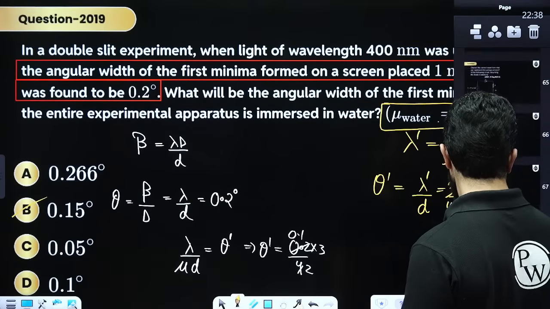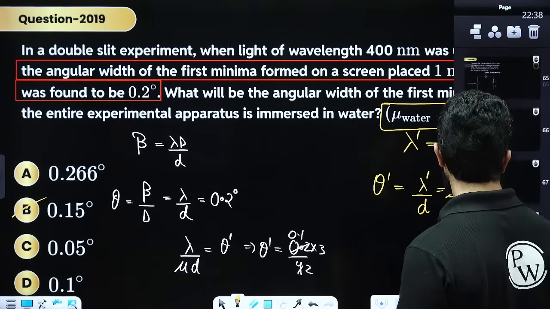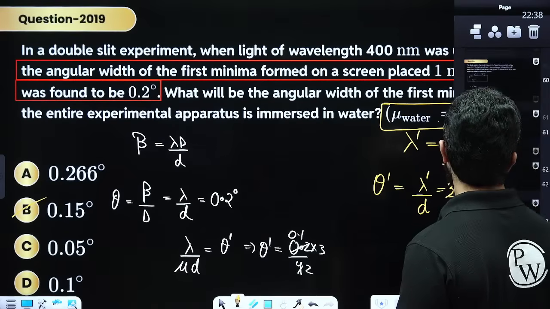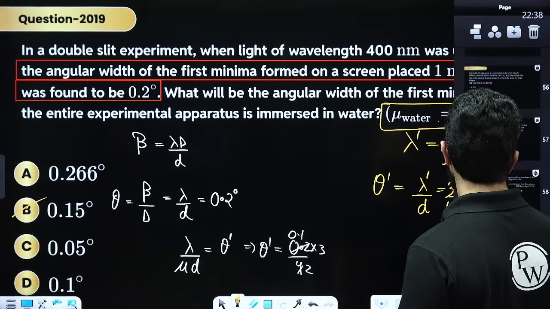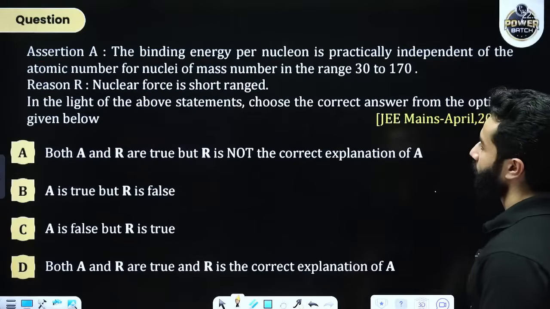Alright, so most of the questions are done. Let's solve some more problems and then we'll conclude the session. One or two questions of assertion reasoning.